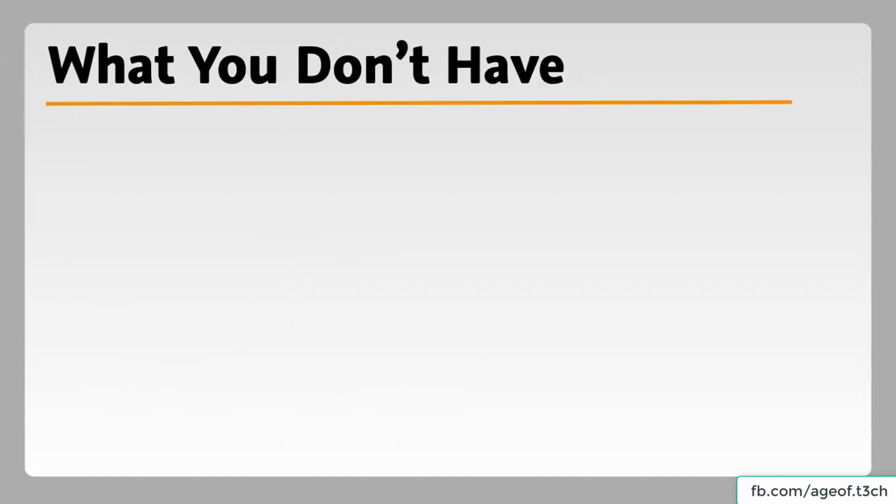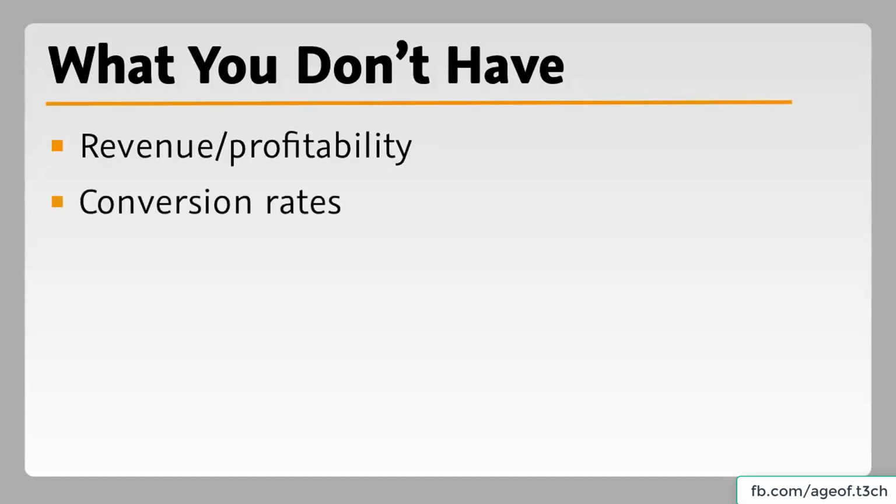It's important to realize that there are certain factors that you don't have to give you a clear measurement of objective competitiveness. The most important thing is their revenue and profitability. You don't know how well they're doing as a business. You don't know their conversion rate. You don't know how many people are becoming customers of this competitor as opposed to your site. You don't know their bounce rates. And so because of that, you don't have a full view of how well a competitor is doing.